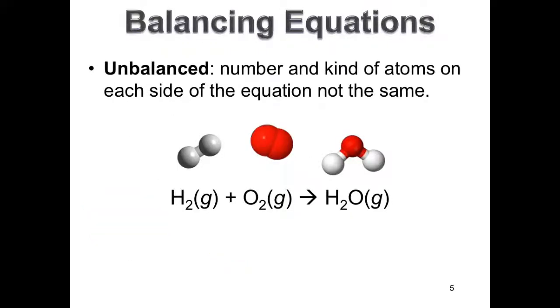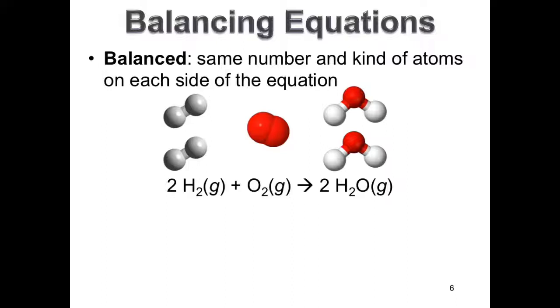Well, let's go back to this example of hydrogen plus oxygen makes water. And again, as I stated before, there are 2 oxygens on the left-hand side and 1 on the right. So we need to balance these such that all the reactants match all the products in the numbers and kinds of atoms present.